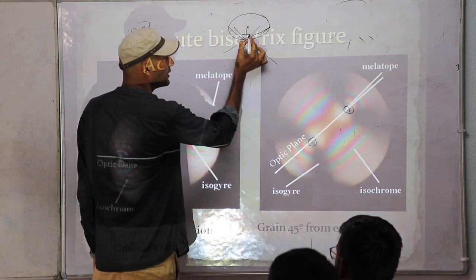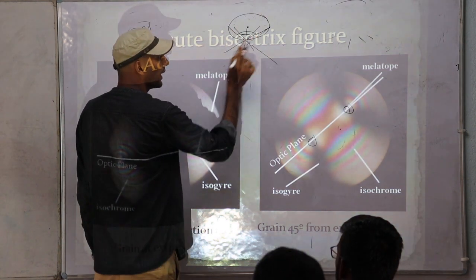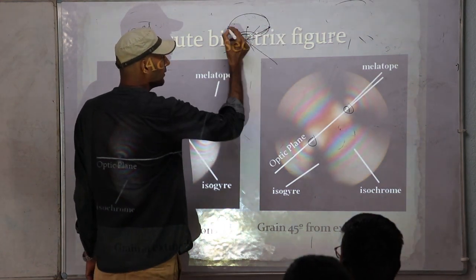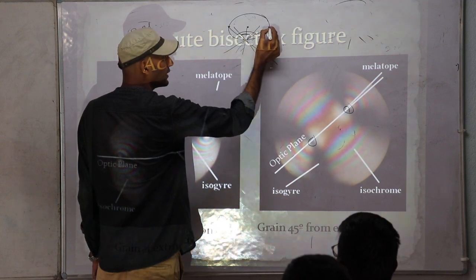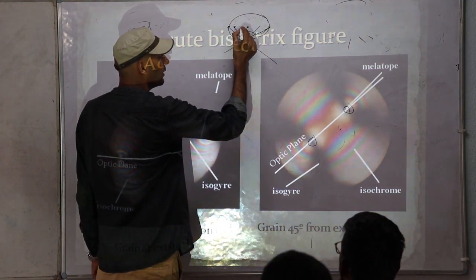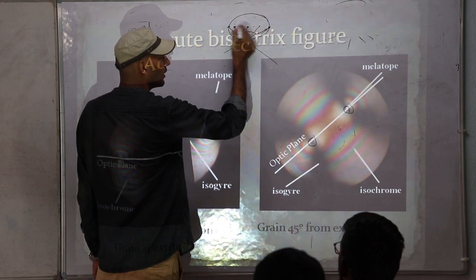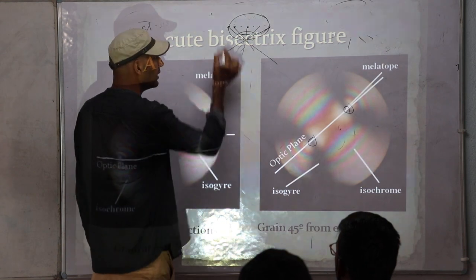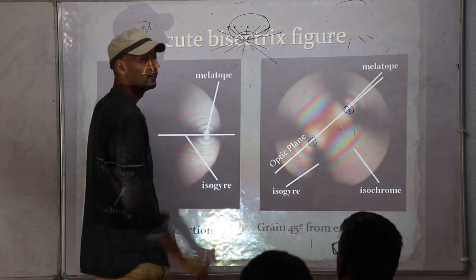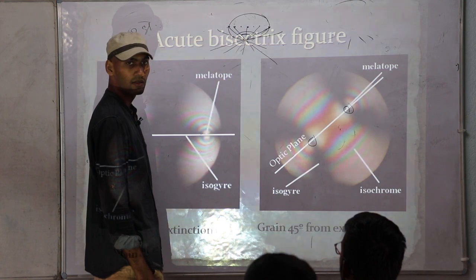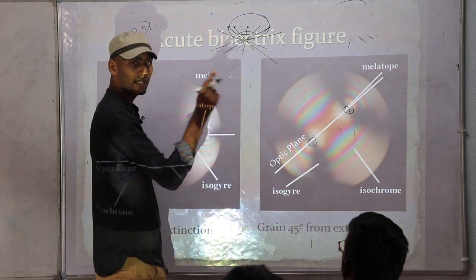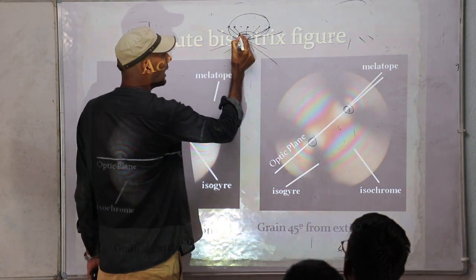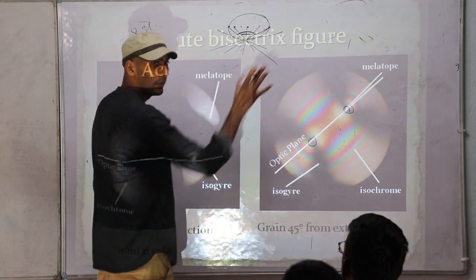Okay, so this is the acute angle between the optic axes. You can see the melatopes from this position to this position. If the angle is increased, you cannot see the melatopes. Got that? You can see both the melatopes in the acute bisectrix figure if the angle is within some limit.